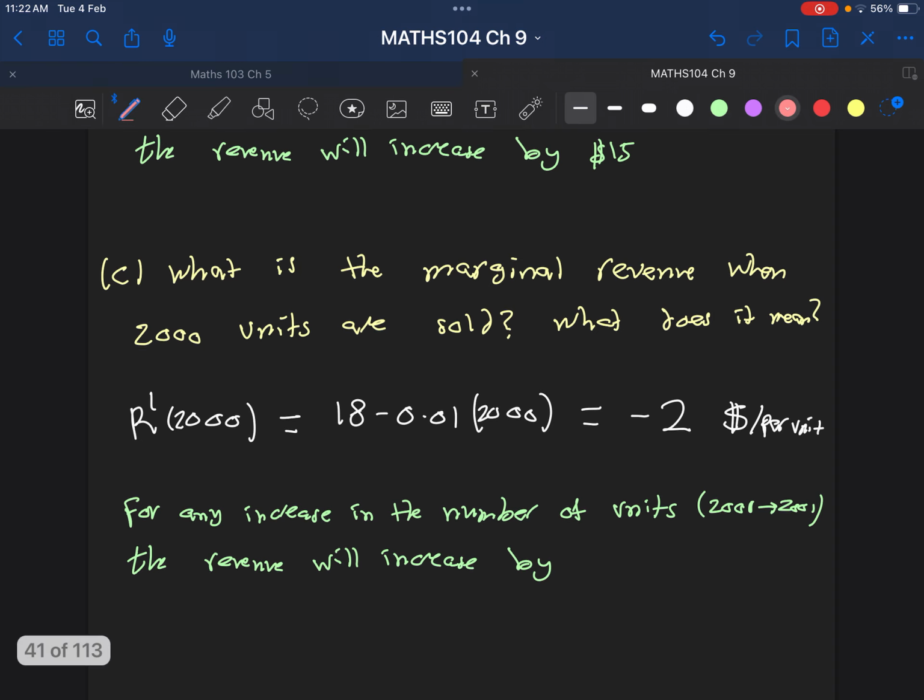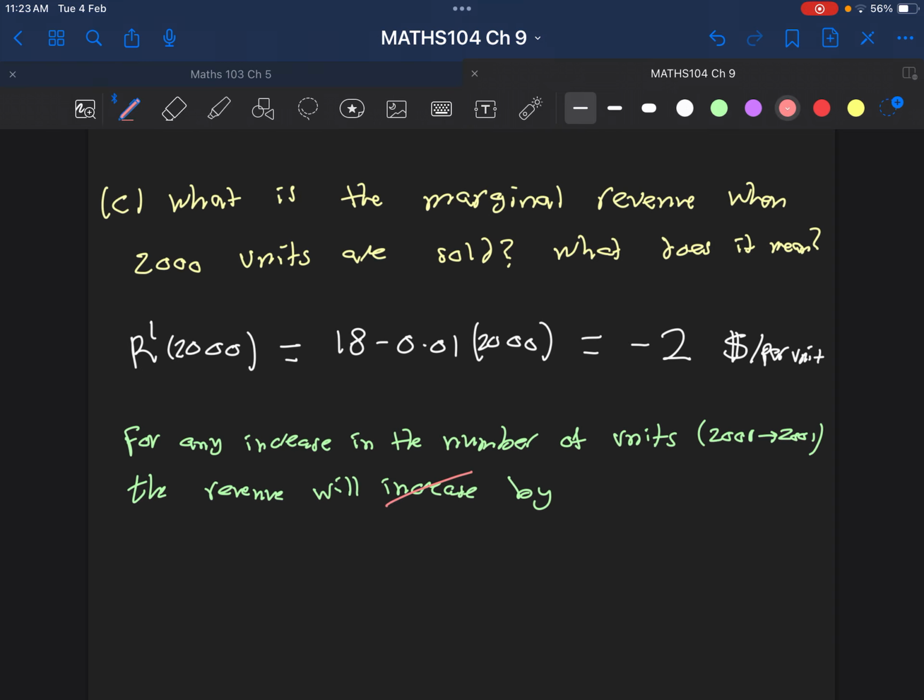So actually what will happen, and let me cross this one out so that you remember when you study at home, my revenue will not increase, it will decrease by $2. The negative sign is for the decrease. So when you reach 2,000 units and then you start adding one more, your revenue will decrease. So it is a very bad strategy to reach 2,000 and then increase it.